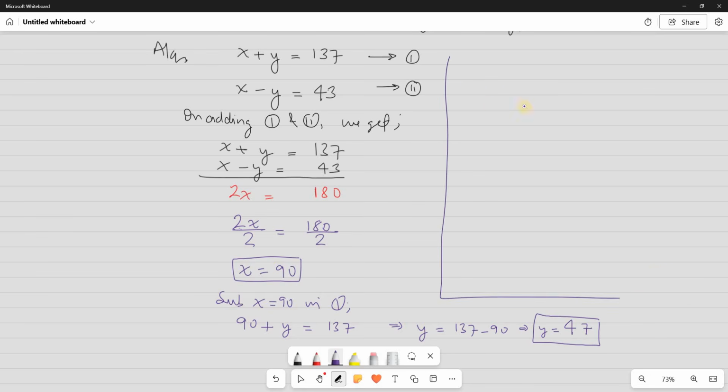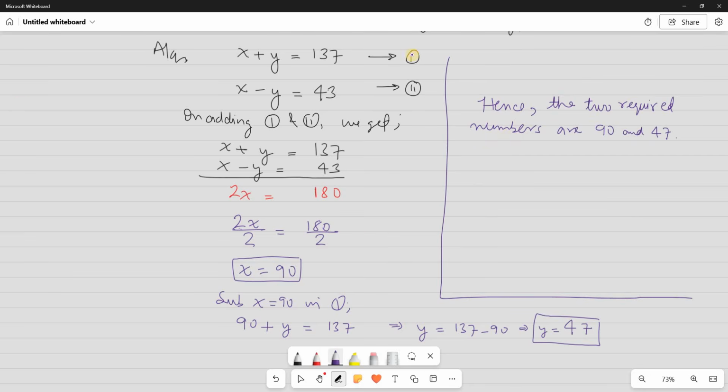Hence the two required numbers are 90 and 47. We can cross check it.